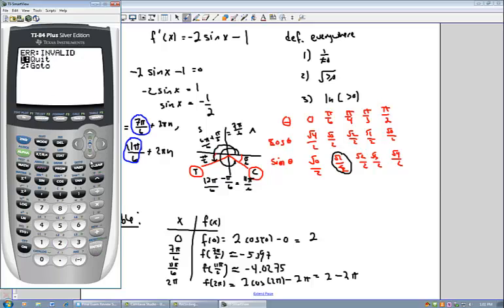Now it says invalid. Understand why it says invalid. It says it can't figure out how to plug in 2 pi into our function, and that's because in our window it estimated 2 pi. So instead, let's just go to 7, because that's certainly bigger than 2 pi, and I can refit it.